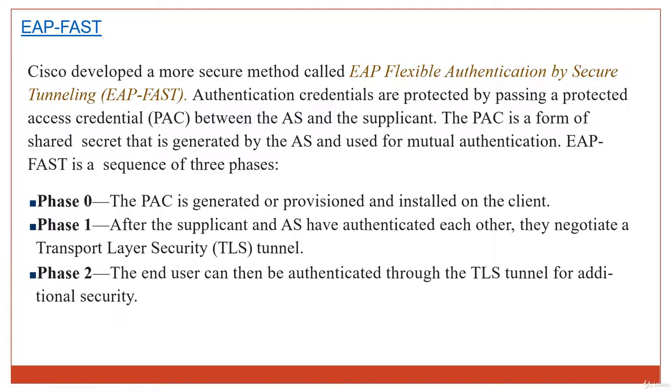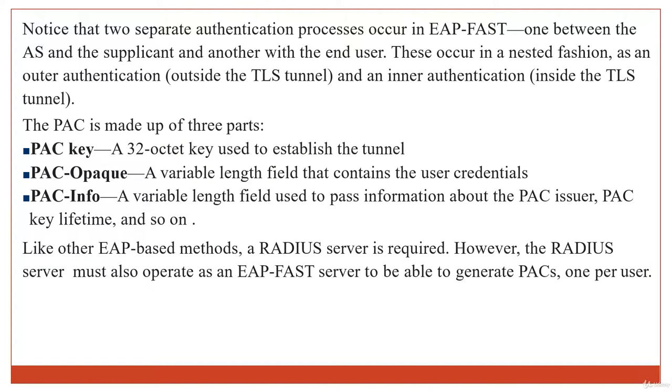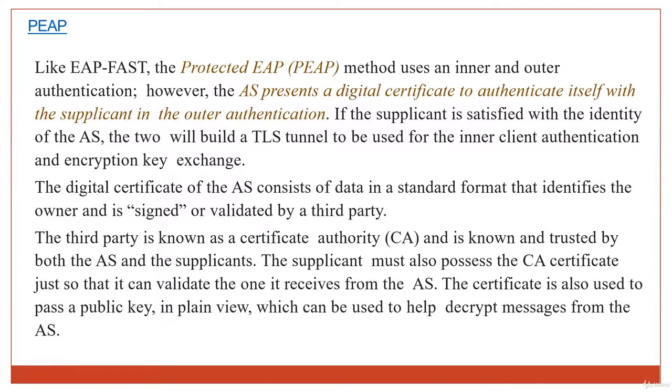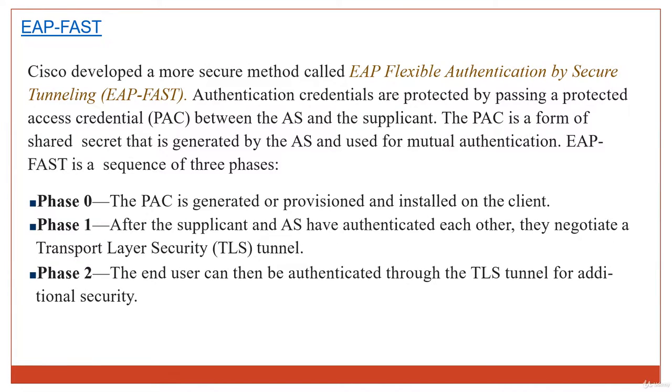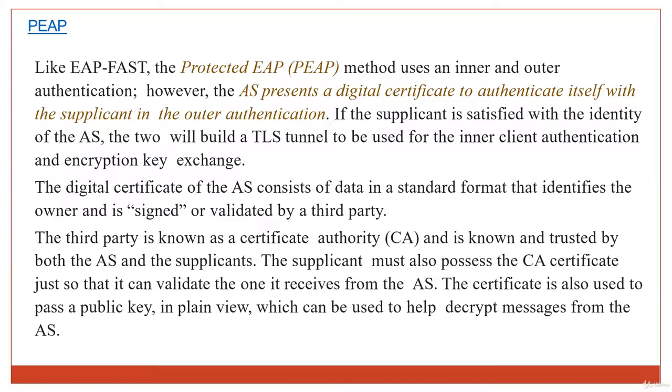So remember, the key thing here is the three phases, because in all the upcoming methods and whatever we are using at this point in time, the authentication methods with wireless technology use the same type of methodology. Next, you will see the evolution of authentication. We have EAP-FAST, and then we have PEAP. PEAP is Protected EAP. Everything is the same; the only thing is that we are going to use the certification process. So the AS, the authentication server, or ICE, presents a digital certificate to authenticate itself with the supplicant in the outer authentication. Remember, outer and inner. In the outer authentication they use the certificate, then they form the TLS, and then the inner authentication will happen.